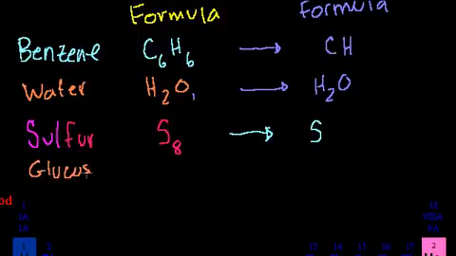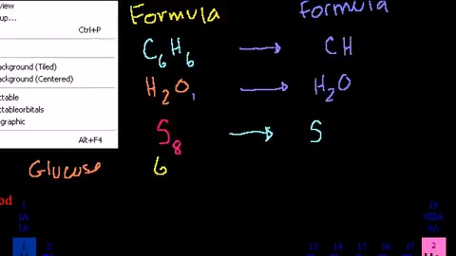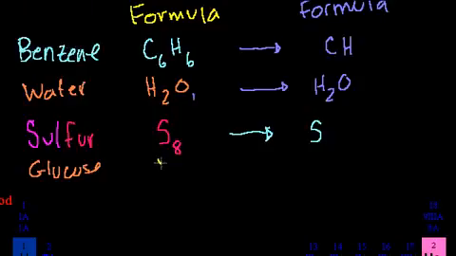Glucose. Let me pick a new color. Glucose. The molecular formula is C6H12O6. So for every 6 carbons, there are how many? There are 12 hydrogens and 6 oxygens.